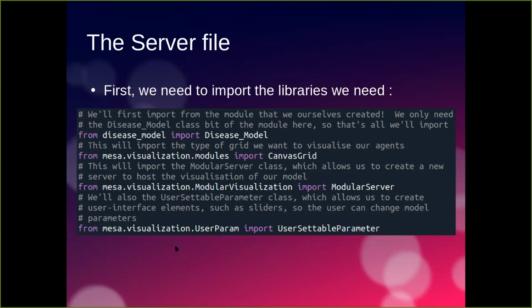To do that, I import UserSettableParameter, and I import that from mesa.visualization.UserParam. Again, you'll probably want to do that for most models, unless you don't want any user interface. So all of these things you'd probably import as they are each time. The only thing that would differ would be your model, depending on whatever you've called your model and your model class.